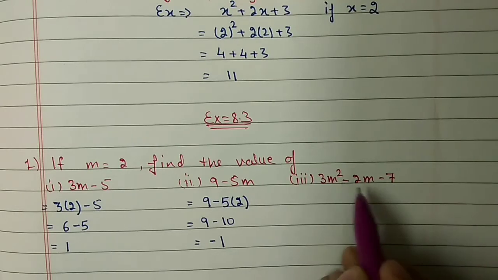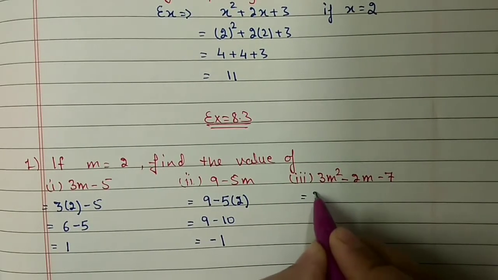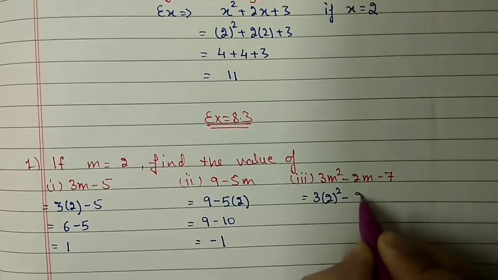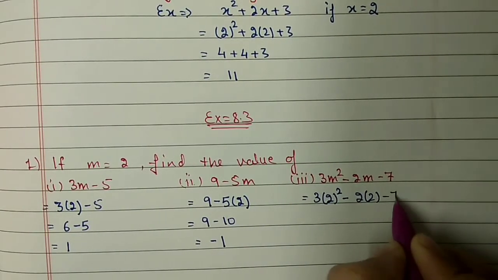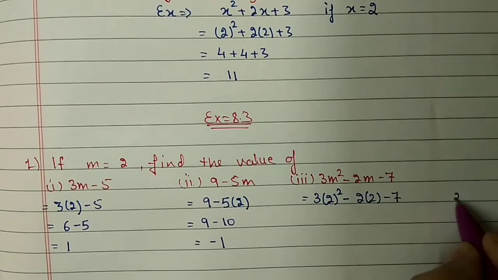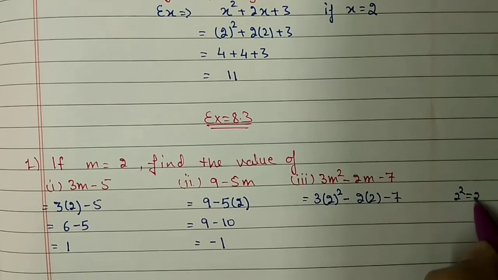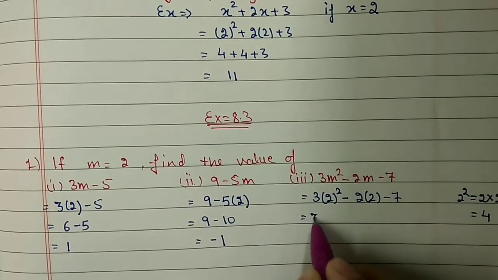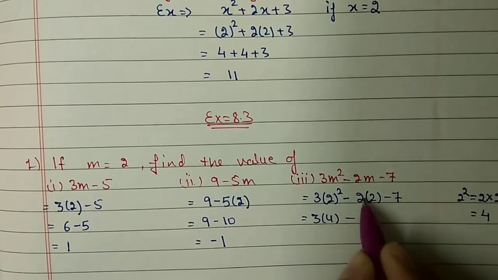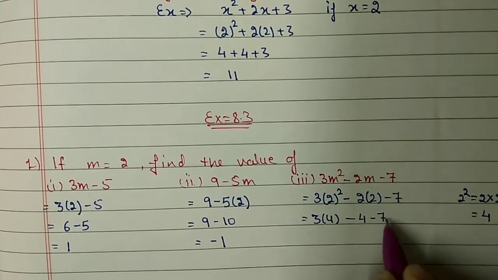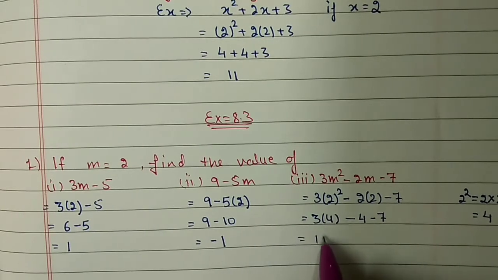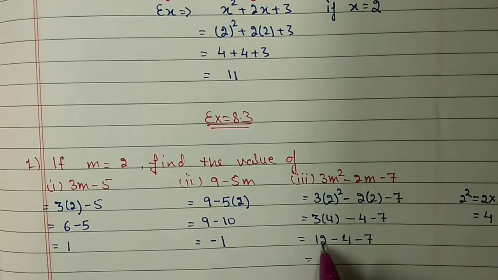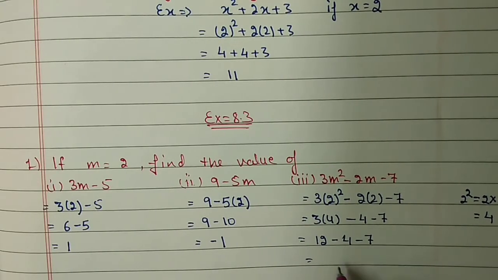Third part, 3m square minus 2m minus 7. So 3 into 2 whole square minus 2 into 2 minus 7. And 2 square, in the rough column you can write, 2 square means 2 into 2, which is equal to 4. So we can write it as 3 into 4, minus 2 into 2 will become 4, and minus 7. 3 into 4 is 12. 12 minus 4 and minus 7. 12 minus 4 is 8. 8 minus 7 is 1.